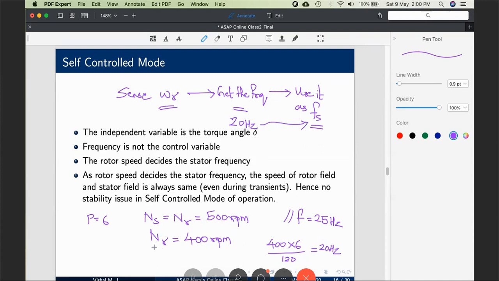So what is the new synchronous speed? 400 RPM itself. What did I say? Omega s and omega r even during transients should remain the same. So for that, this is the flow chart of the operations. We sense the rotor speed, get the rotor frequency, and use it as the stator frequency. So even during transients, speed increasing or speed decreasing, omega s remains equal to omega r. In true synchronous mode, omega s was equal to omega r only during steady state. In self-controlled mode, omega s is equal to omega r always, even during transients as well as during steady state.